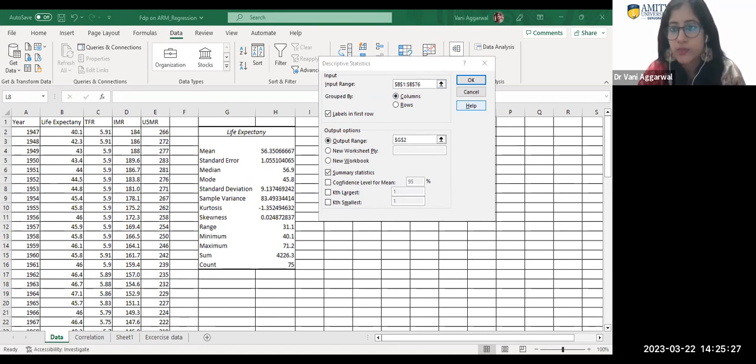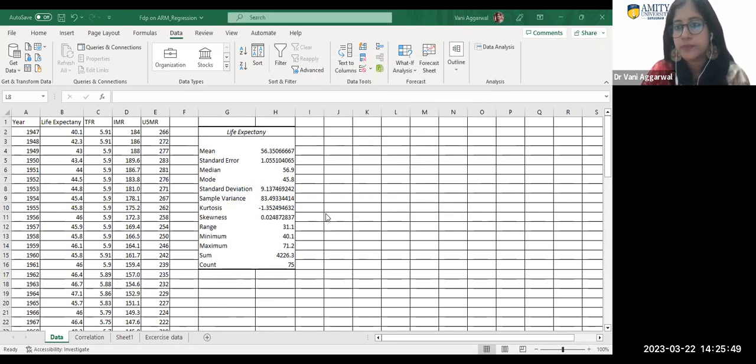Then click on columns, then click on labels, and then select the output range, wherever you want your results. I have selected this box, G2. This is G1, G2. This column I have selected, and click on summary statistics. Then click on OK. If you click on OK, you will get this. Okay, all right.